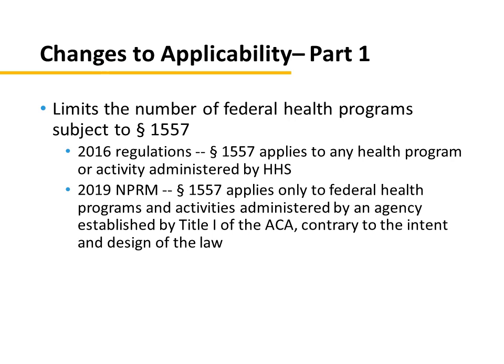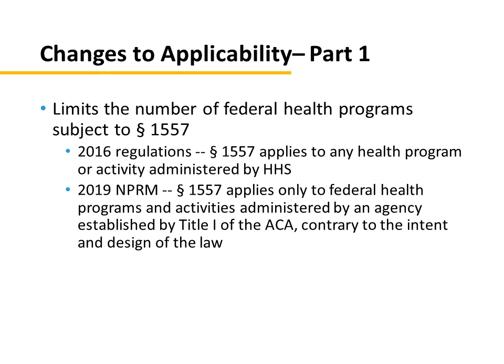So one of the big things, and I'm going to start talking about the proposal now, and this applies to all aspects of the protected groups who are currently under the purview of 1557, is it limits the number of federal health programs subject to 1557. So under 2016, the current regulations, it says this provision of Section 1557 of the law applies to any health program or activity administered by HHS, and then also beyond HHS, any health program or activity administered by a federal agency.